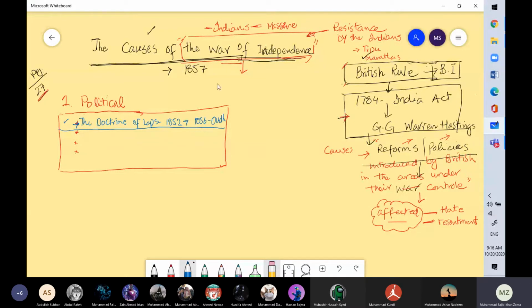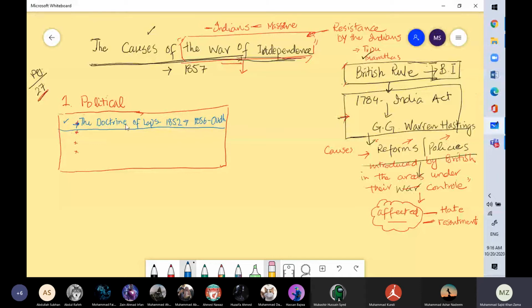Did you get the whole stuff here? Yes. Now this is the doctrine of lapse, 1852, 1856 Oudh I wrote. Now I make this an argument in an exam or homework assignment. I would say that the introduction of the doctrine of lapse by the British in 1852 also resulted in resentment and hatred against them by the Indians, because they believed that this was another way to take over Indian land. Now you can introduce the doctrine of lapse briefly, that they will take over if a ruler doesn't have a real heir, and in this connection they took over Oudh in 1856.